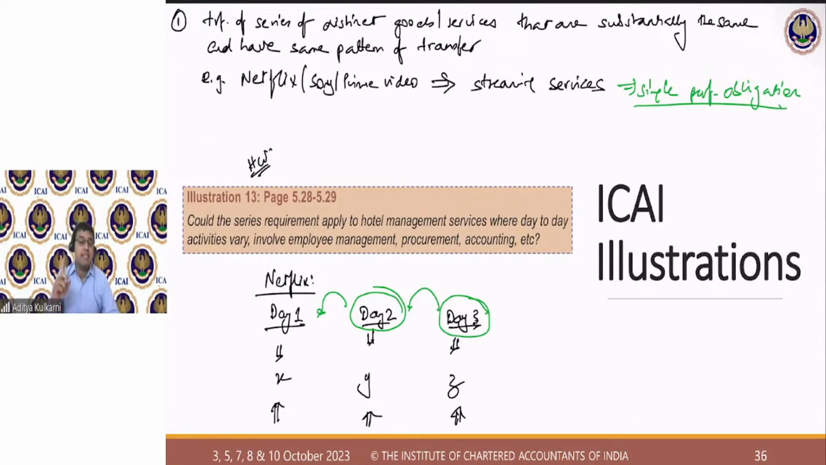Is it understood? The services on day 1 are the same as on day 2, the same as on day 30, and therefore it will be regarded as a single performance obligation. It is a single performance obligation that is satisfied over a period of time. It is satisfied over a month, because this is where your monthly billing comes into the picture.